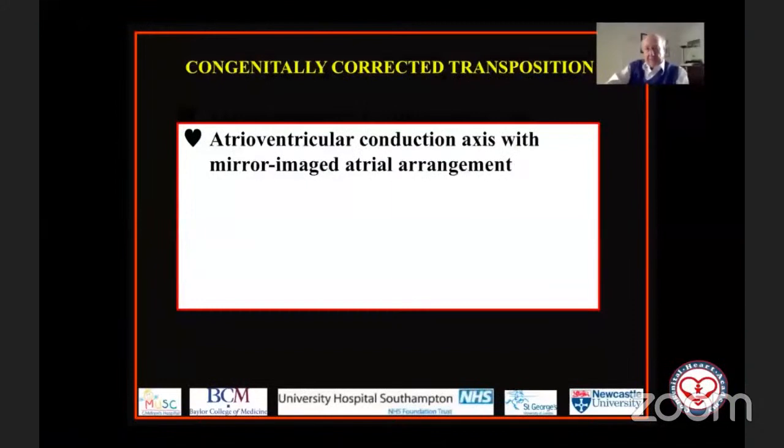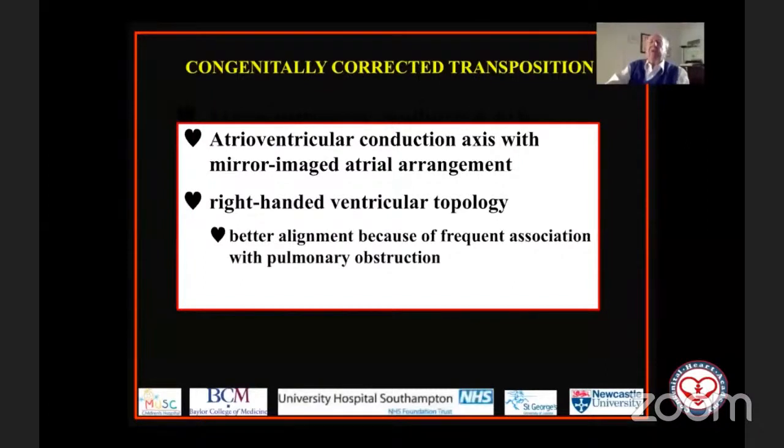So you've seen what happens when we have congenitally corrected transposition with usual atrial arrangement. Almost always we have that anterocephalad conduction axis. It's not quite the same when we have mirror-imaged atrial arrangement. That means we have right-handed ventricular topology, but if there was septal malalignment, that would not make any difference. But oftentimes, in the hearts that have been studied histologically, there is pulmonary obstruction, and that removes the malalignment gap. And that is why, in most of the cases that have been studied, there is a regular atrioventricular node.